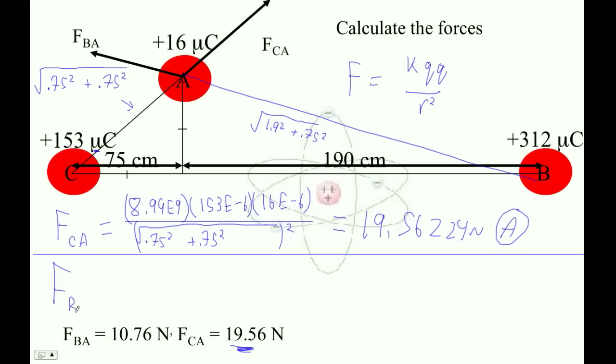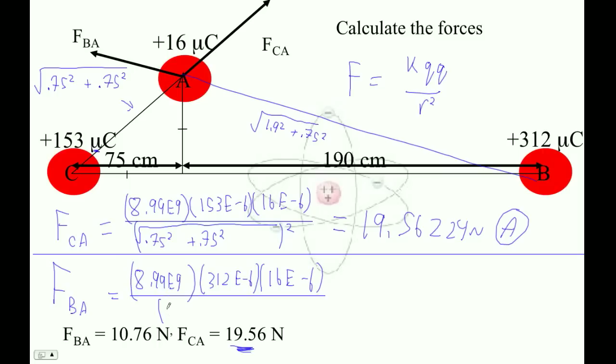And then let's figure out F_BA, right? That's this force here of B on A, right? That's going to be 8.99E9. B is 312 microcoulombs. A is still 16 microcoulombs, so 16E minus 6, right? And then I can simply go, r squared is simply going to be 1.9 squared plus 0.75 squared.